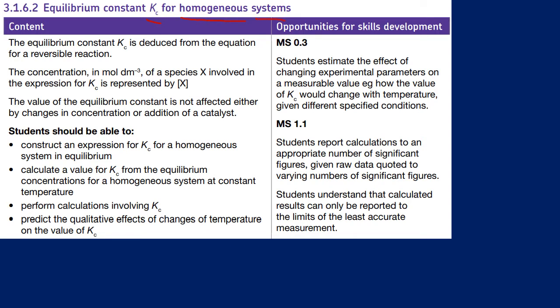Now, all that means is that all reactants and products are in the same phase. So they're all aqueous or they're all gaseous. So we're going to work our way through the spec then. We're going to look at the expression for Kc. We're going to look at how we calculate Kc and also coming up with the units. And it does add a little bit at the bottom there, which we can link back to Le Chatelier from previous lessons, the qualitative effects of change of temperature.